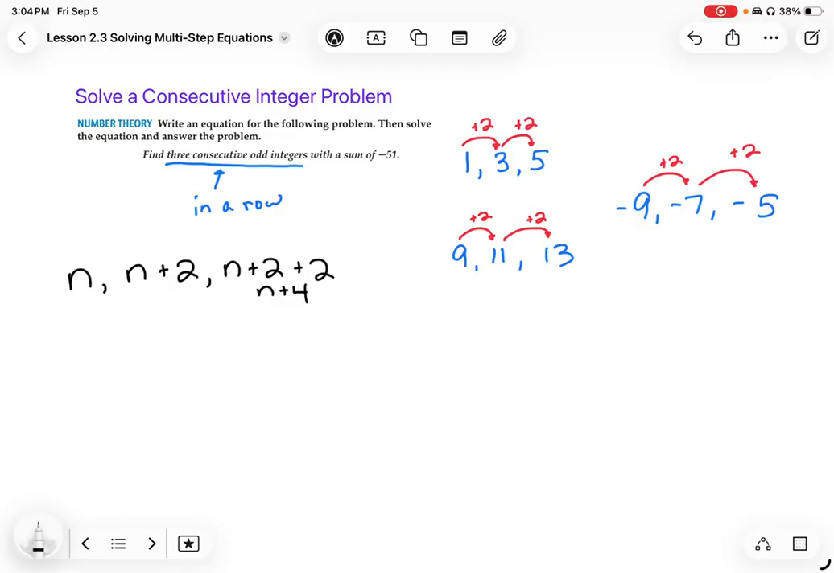The problem says they have a sum of -51. Sum means we add them all together. So n plus n plus 2, our second integer, plus n plus 4, our third integer, equals -51. And now what we need to know is, what's the value of n? If we know what n is, then we can figure out what the next two are.